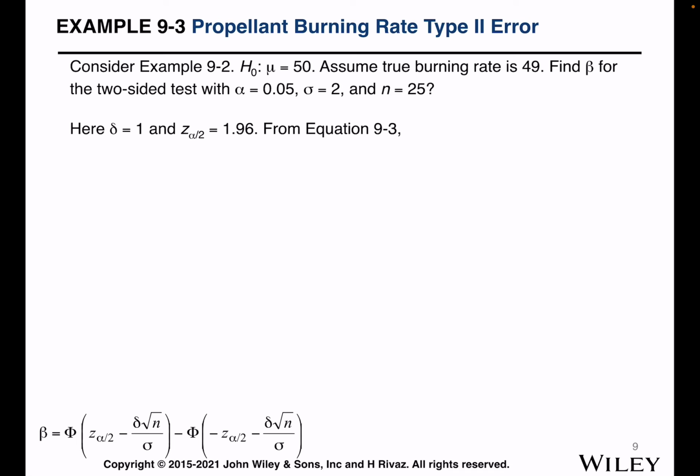Can you just draw the two graphs for this example? Sure, yeah, we can draw them. But first, let's plug into this equation and see what happens. So if you look at this equation, we have everything.